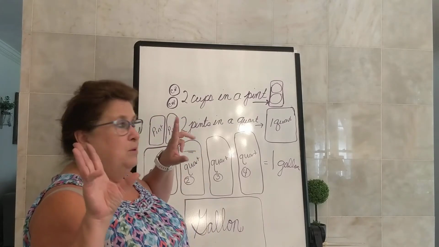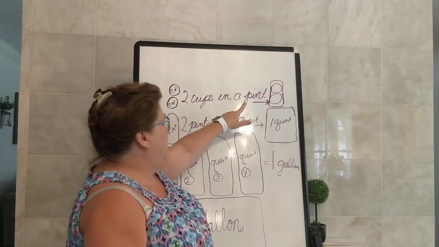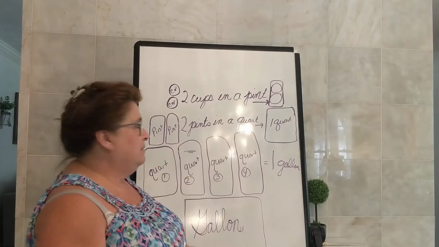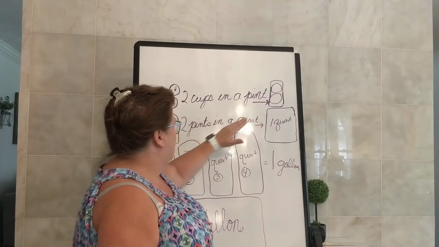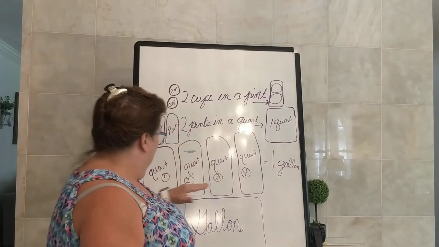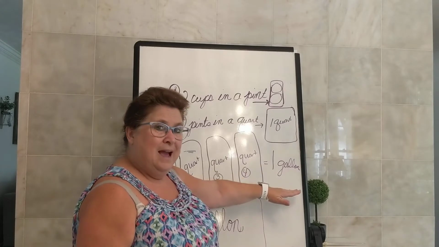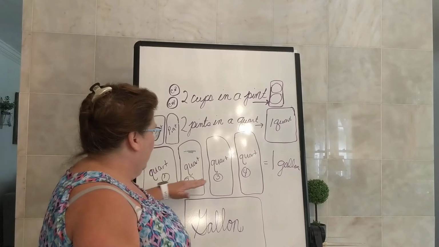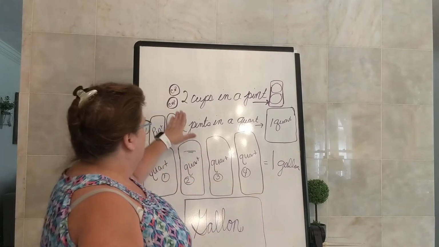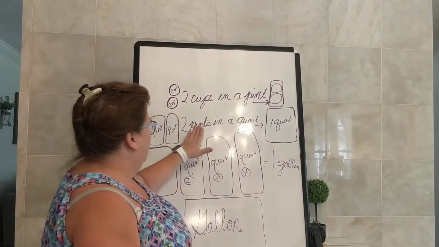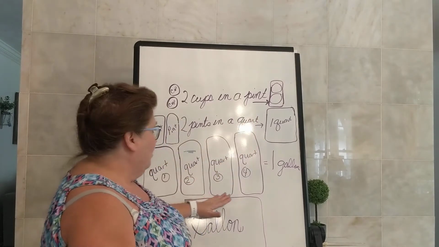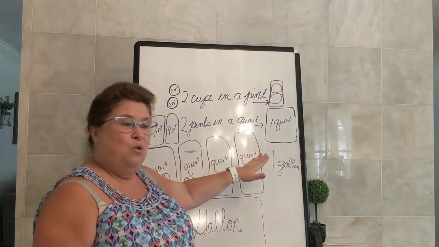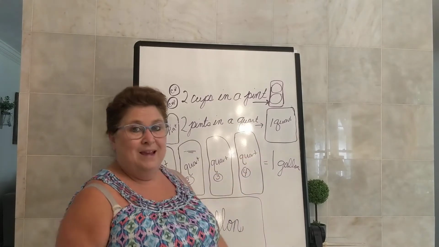All right, so here we go. 5 times, all 3 measurements. 2 cups in a pint, 2 pints in a quart, 4 quarts in a gallon. 2 cups in a pint, 2 pints in a quart, 4 quarts in a gallon.